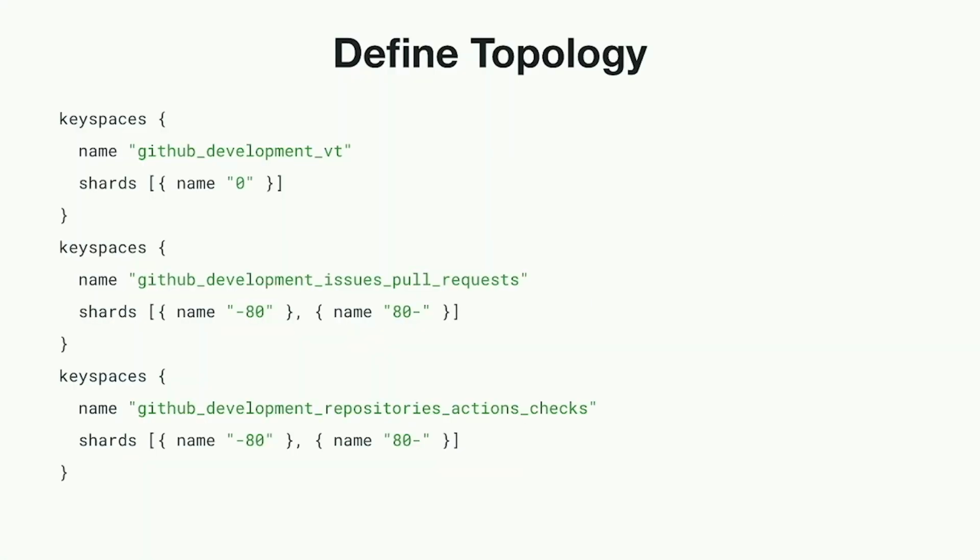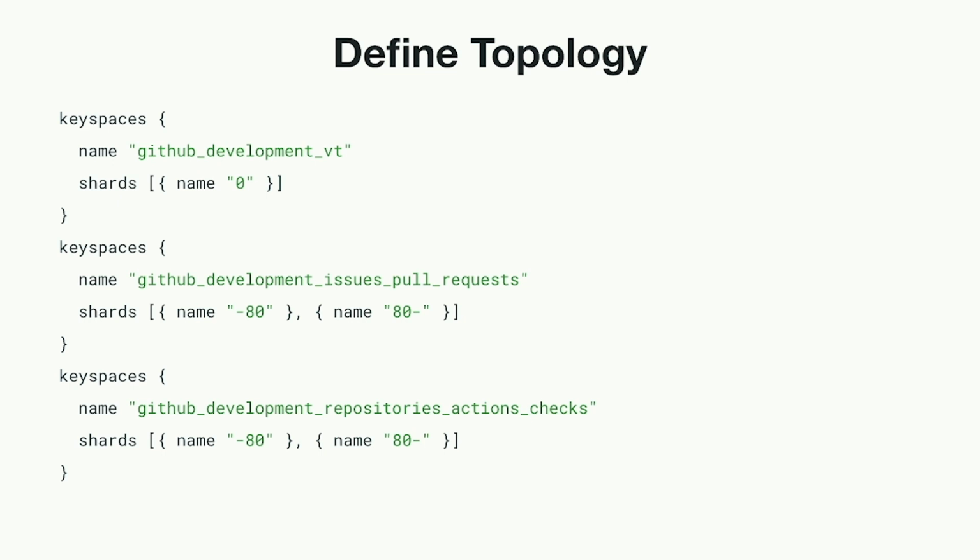Then next we had to define the topology. Here's an example topology configuration used by vtcombo. It's a protobuf text file, looks a bit like JSON, but it's not exactly the same. In this example, we have one keyspace called GitHub development VT, which has only one shard, so it's like an unsharded keyspace.